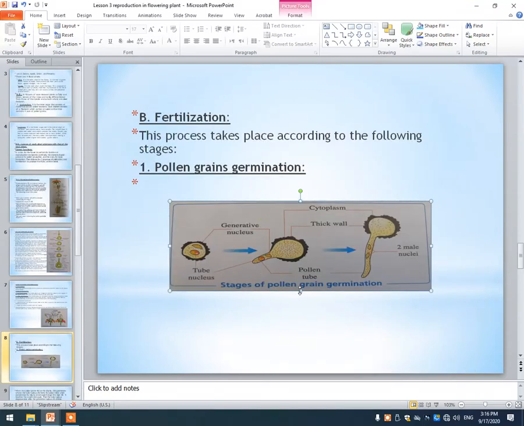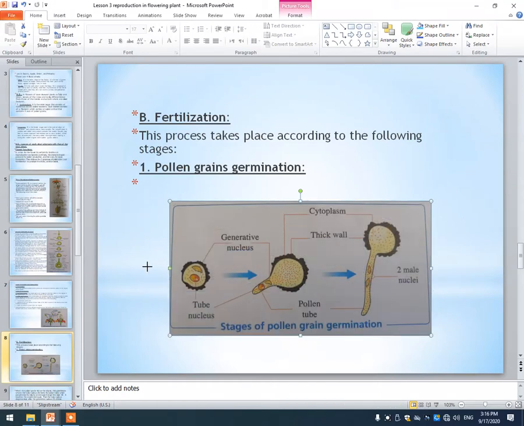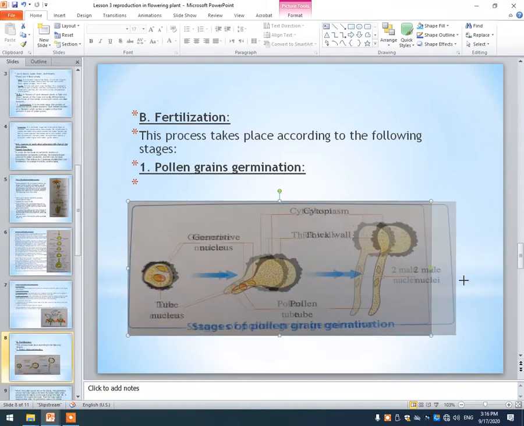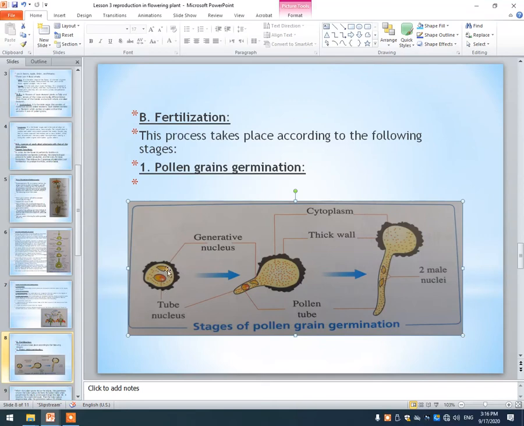The pollen grain germinates. You can see the diagram here. What happens to the pollen grain? The pollen grain contains two types of nuclei, the tube nucleus and the generative nucleus, and it will now germinate to form a pollen tube. The generative nucleus will divide to form two male nuclei, and the tube nucleus will disappear. It contains cytoplasm surrounded by a thick wall to protect it.